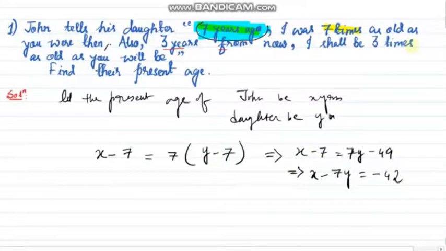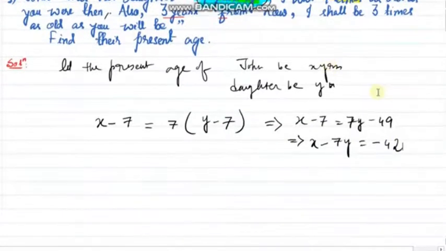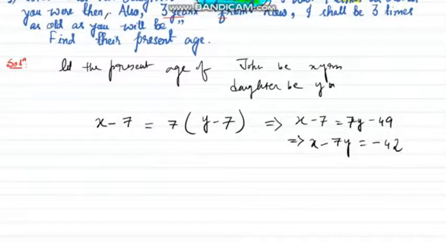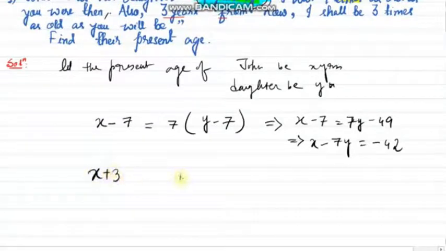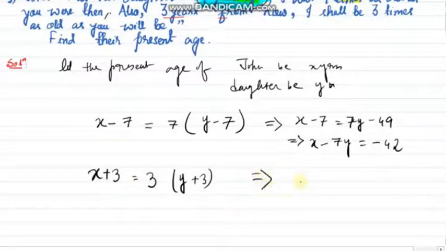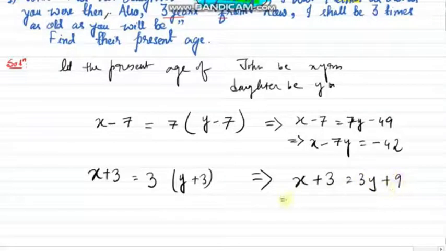That's one equation. Second equation, what is John telling? Also 3 years from now. So first I am going to write their age 3 years from now. So 3 years from now their age will be x plus 3 and y plus 3. And John is saying that he shall be 3 times as old as she will be. So this will be the equation. So can I say that x plus 3 equals 3y plus 9. So x minus 3y equals 6.